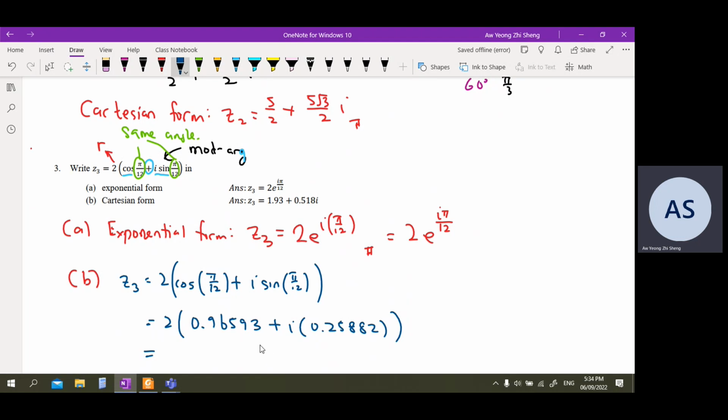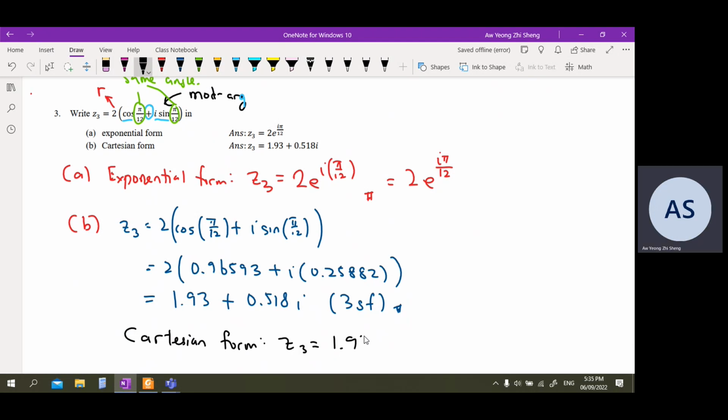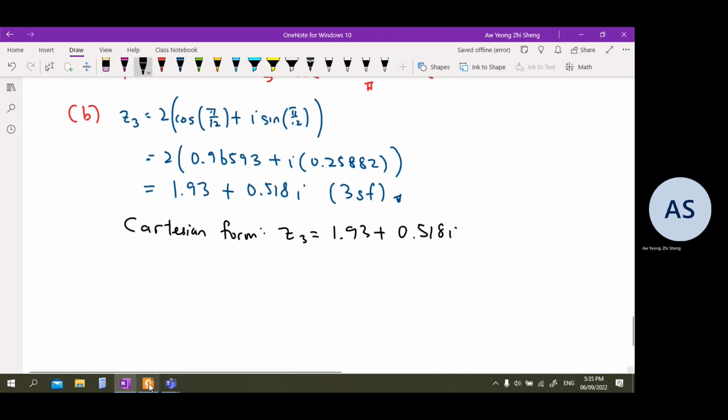2 times 0.96593, 1.93 to 3SF, and 2 multiplied into 0.25882, you get 0.518 I, and this is rounded to 3SF, and that's it. Okay. So the Cartesian form, it is Z3 equals to 1.93 plus 0.518 I. Next.